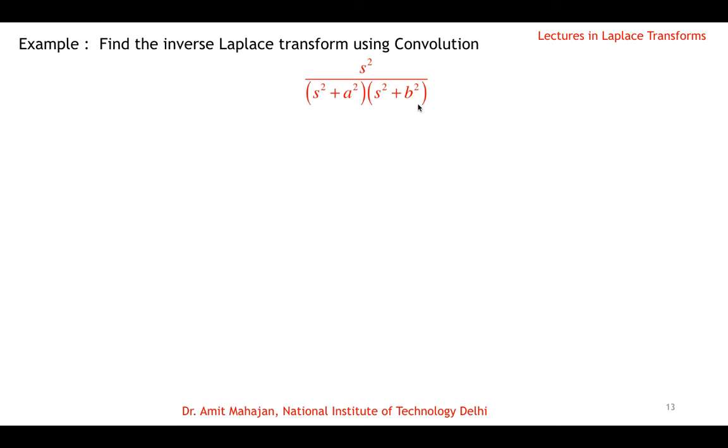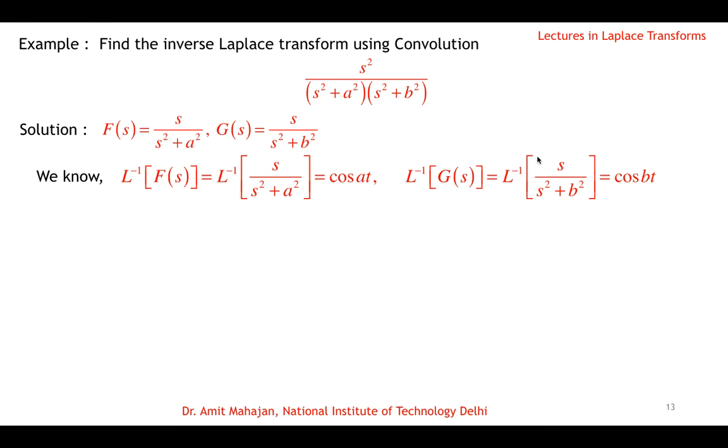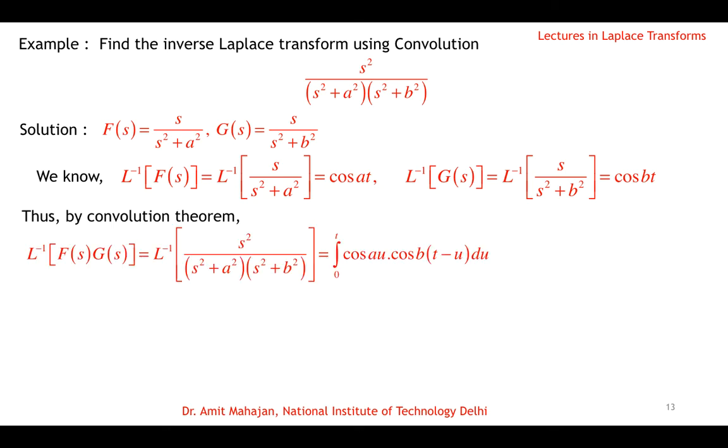So again, if I have to use convolution, then I have to write this function as a product of two functions whose Laplace inverse is known. So if I take one function as s/(s²+a²), its Laplace inverse is cos(at), and the other function as s/(s²+b²), its Laplace inverse will be cos(bt). So take F(s) as this, G(s) as this, so that F(s) into G(s) is this function. Now Laplace inverse of F(s) is known, cos(at), Laplace inverse of G(s) is known, cos(bt). So the Laplace inverse of the product is given by the convolution theorem.